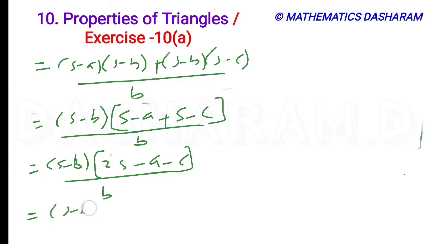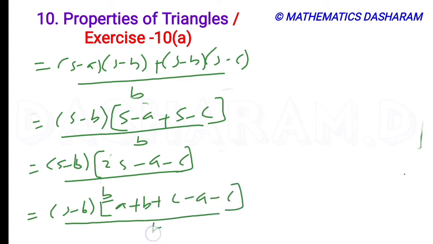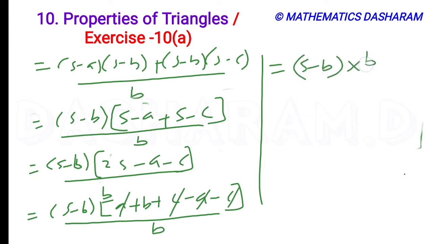So here s plus s is 2s, so (s minus b) into (2s minus a minus c) divided by b. The 2s formula is a plus b plus c, so minus a minus c divided by b. So then it is equal to, here plus a, plus c, minus a, minus c cancel, so (s minus b) into b by b, so it is equal to s minus b. So this is our required answer.